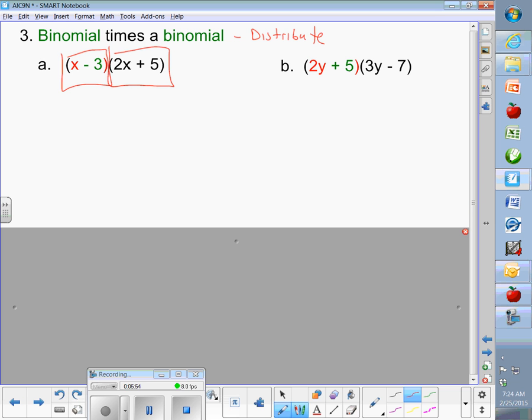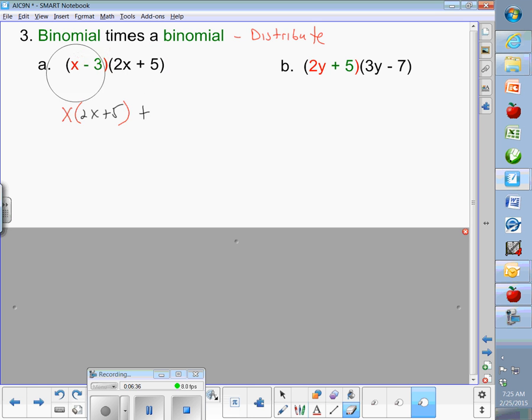Don't write this. Technically, what you have is this front variable times the whole back, plus the second part of that first binomial times the whole back. That's what's going on. You have the front x times the whole back binomial, and the back of the front, -3, times the whole back binomial, 2x plus 5. That's what we're dealing with, okay?